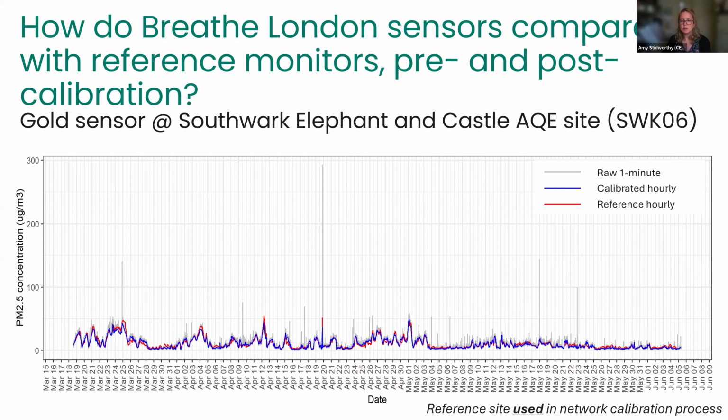So you can see that the raw out-of-the-box performance of the sensors is very good. You can see also that the calibrated data is very close to reference. Remember, this is the gold sensor that was directly calibrated with the reference monitor, so you'd be reasonable to expect that the agreement would be very good.